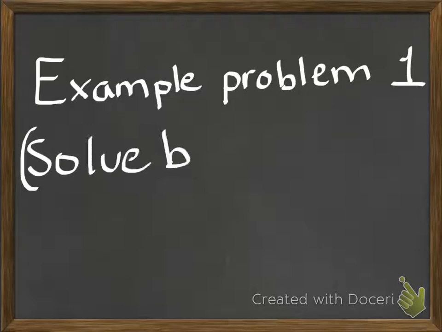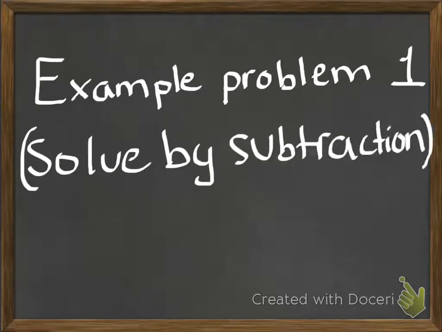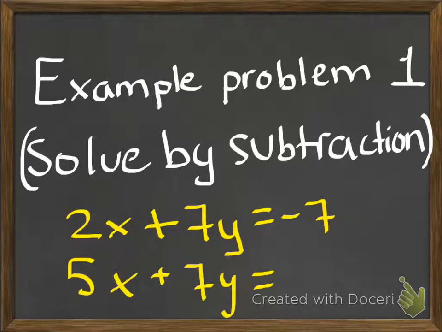Example problem number 1. In this problem, you will solve by subtraction. A common mistake is to subtract when both numbers are positive or both numbers are negative, and add when one is negative and the other one is positive. In this problem, 2x plus 7y equals negative 7 and 5x plus 7y equals 14. You see that both numbers are positive, so in this problem you will need to subtract.